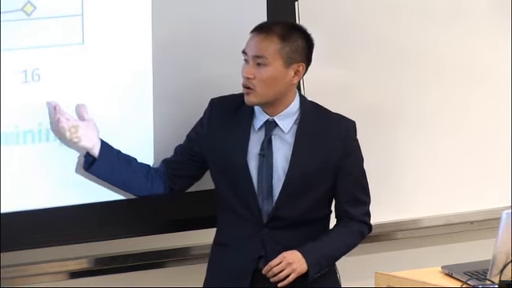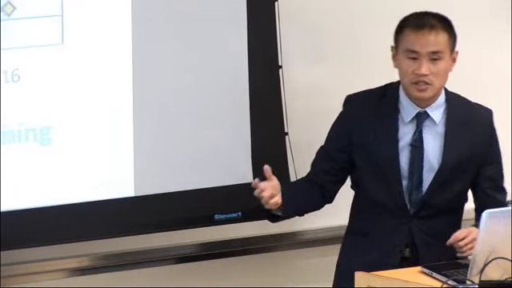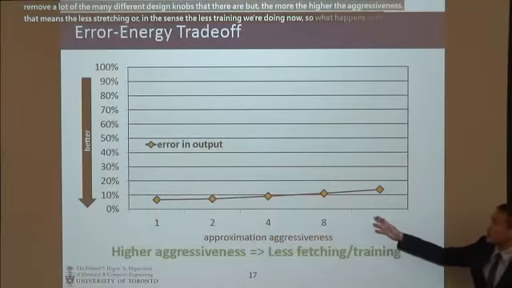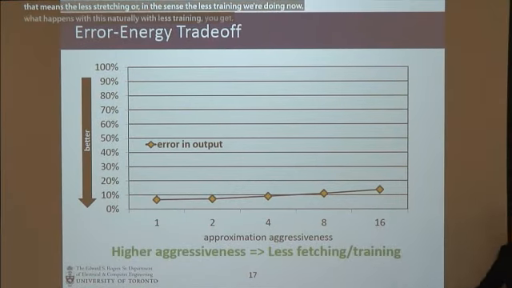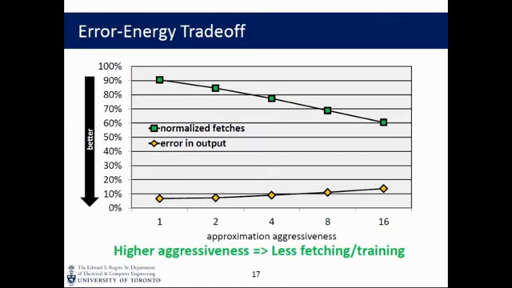But the higher the aggressiveness, that means the less fetching, or in a sense, the less training we're doing now. So what happens with this naturally, with less training, you get a modest increase in the output quality of your application. However, the trade-off is that you're able to reduce the average number of fetches that you have at a higher level cache and off-chip memory as well.